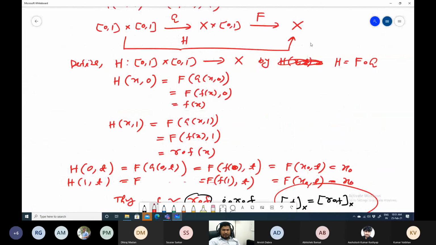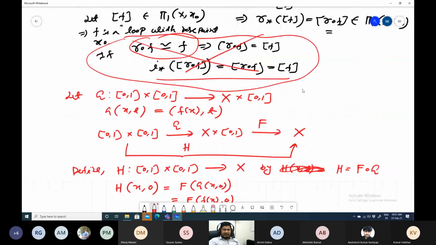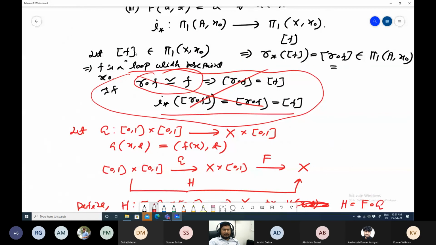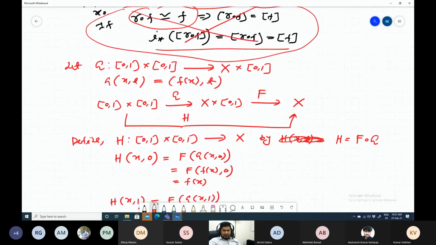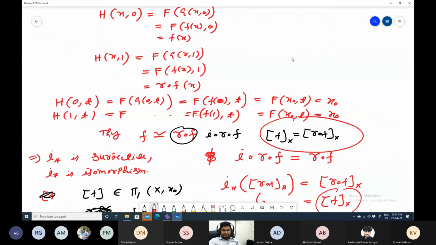Then there will be no other confusion. We can use this type of concept. So when we have confusion, we will follow this notation only, so that different homotopy classes are distinguished. Then there will be no other confusion.